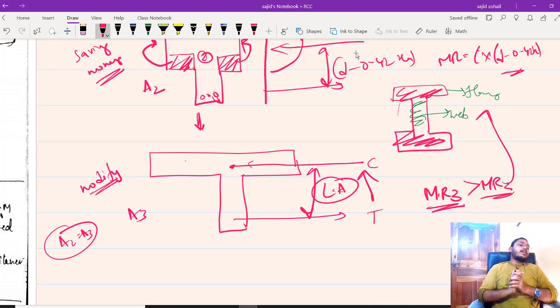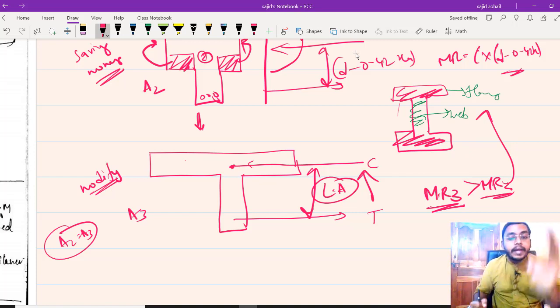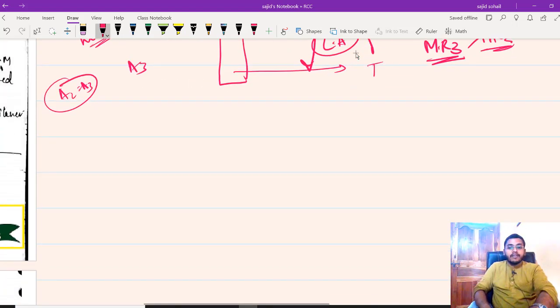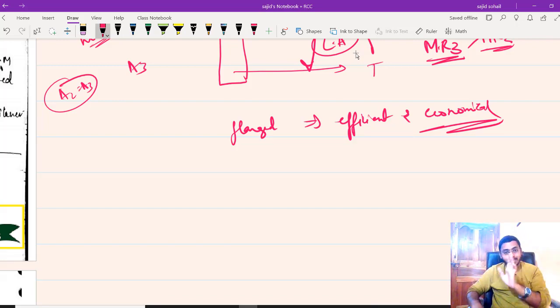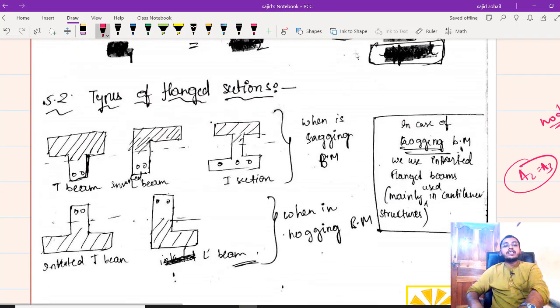So what I am doing here is, by changing my rectangular section into a flanged section, I am making it economical. At the same time, I am also increasing its capacity to resist more bending moment. समझ में आ गया आपको concept? So flanged sections are efficient, and I can also say they are economical. That's why we use these flanged sections. Concept clear है? समझ में आ गया why we use these flanged sections.